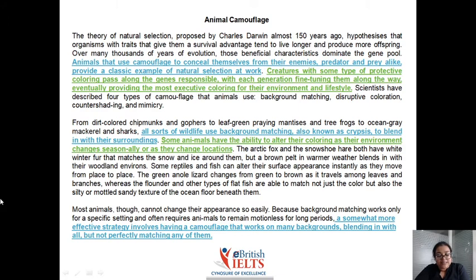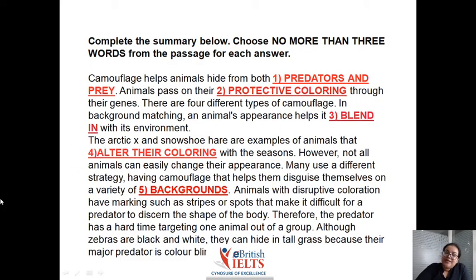an answer for ourselves. So now if you look at it, animals pass on their dash through their genes. So what is it that they're passing on? Ability to use protective colors, ability to mold that. So the animals pass on their protective coloring through their genes. Genetically, this is the thing that is being passed on, right? So that becomes your answer.